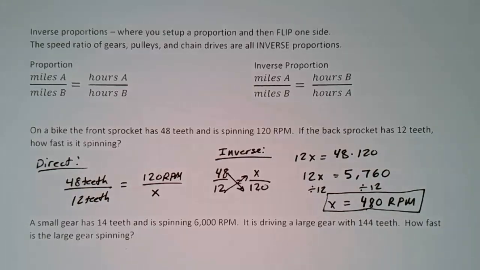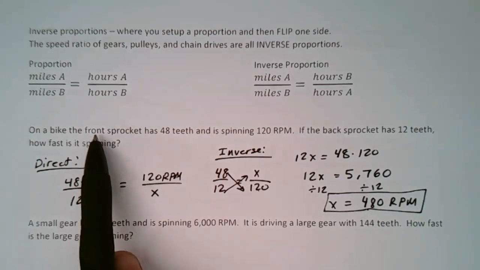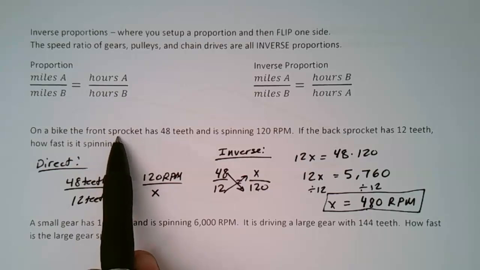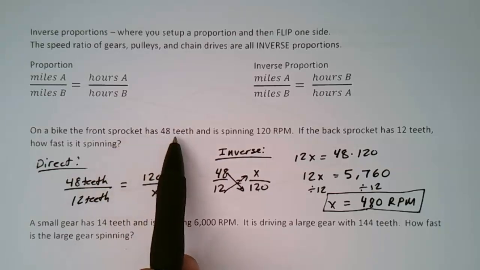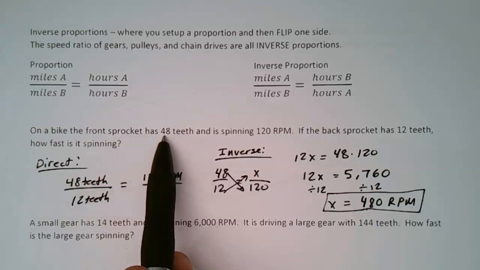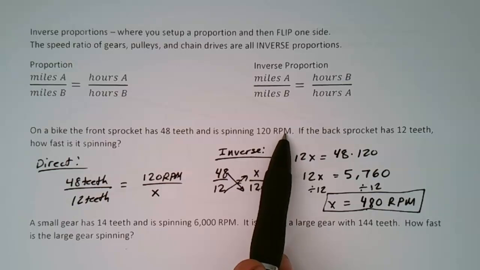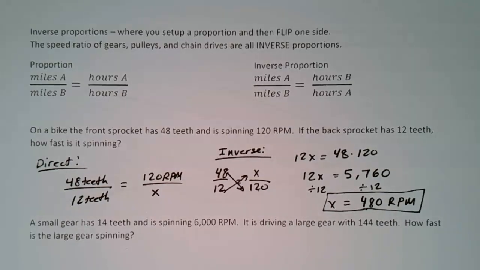And in general, what you need to know is that with chains, belts, and gears, we typically have an inverse relationship between the size of the item that's spinning and the RPM. So for example, you went from more teeth to less teeth. The number of teeth went down. That means the speed will go up. It will go in the opposite direction. So if the number of teeth go down, the speed goes up. If the number of teeth go up, the speed goes down.